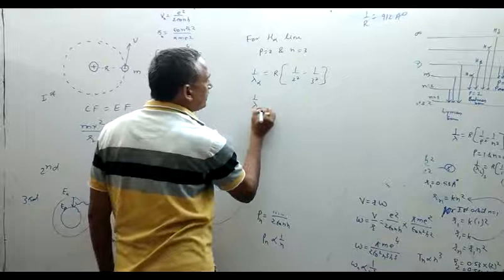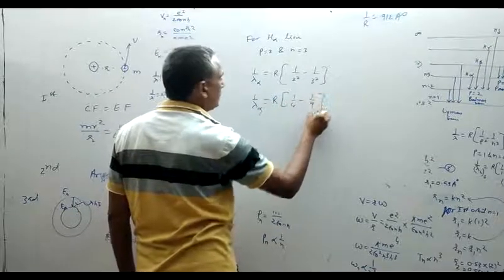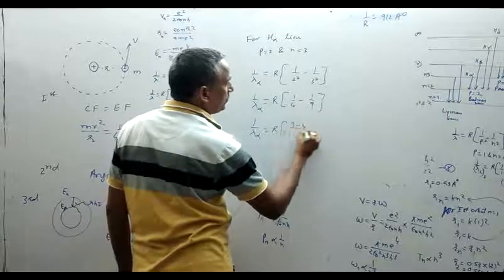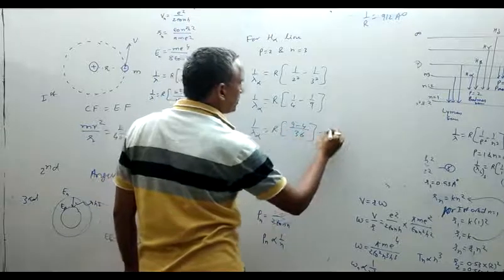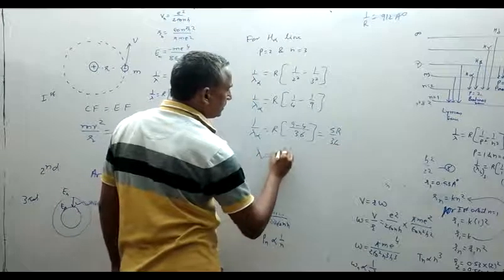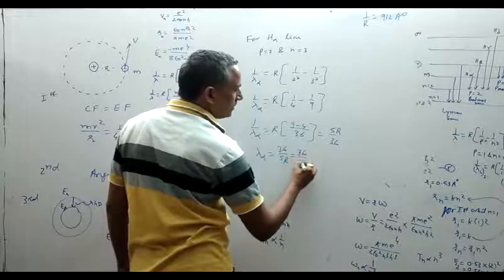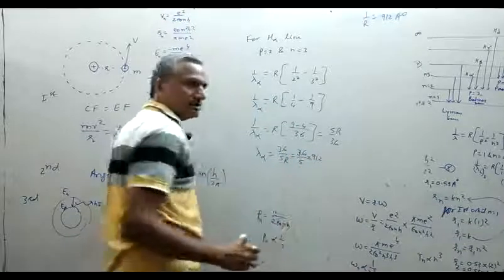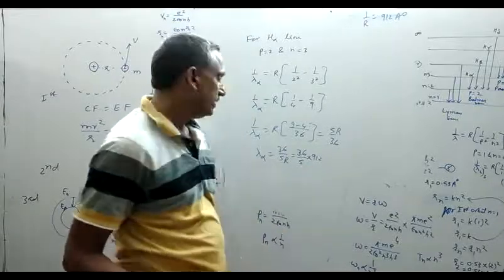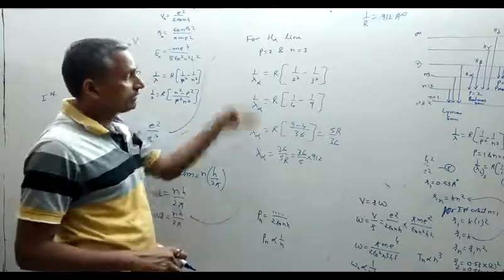Therefore 1 upon lambda alpha is equal to R in bracket 1 upon 4 minus 1 upon 9, that is R times (9 minus 4) upon 36, which is equal to 5R upon 36. Therefore lambda alpha is equal to 36 upon 5R. Now we know the value of 1 upon R is 912, so when we multiply and divide by 5, we can calculate the H alpha wavelength. In this way it is very important for the different lines.